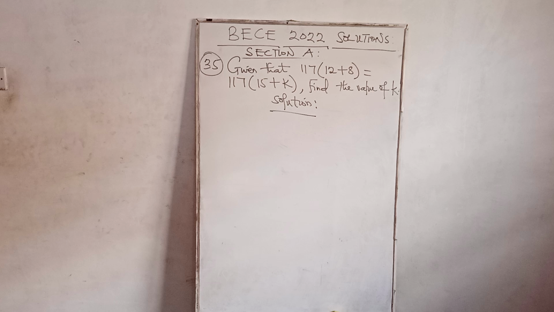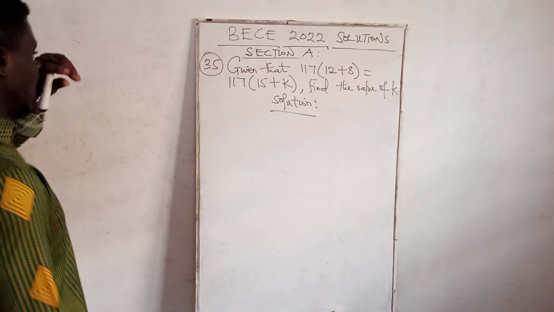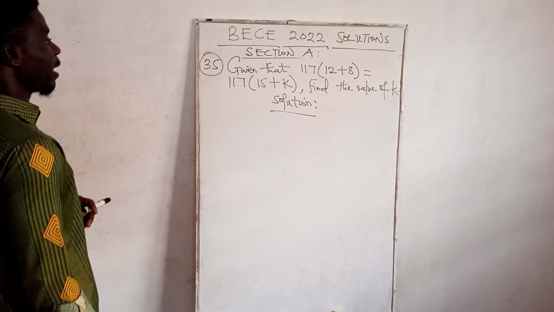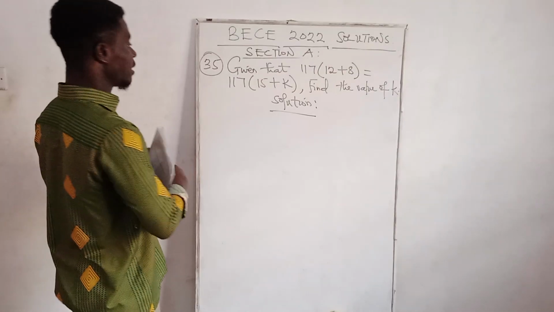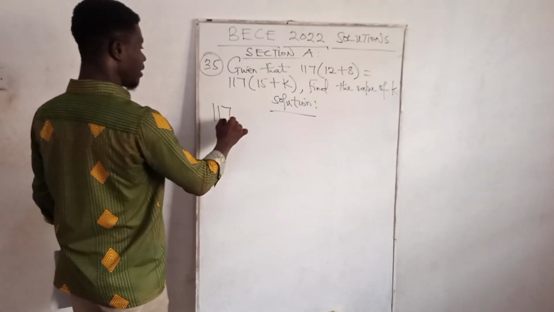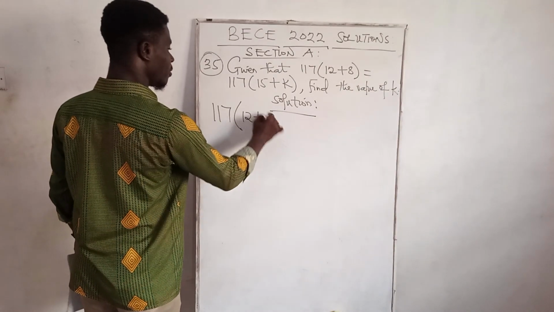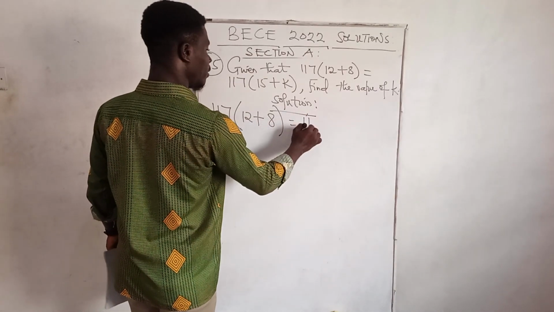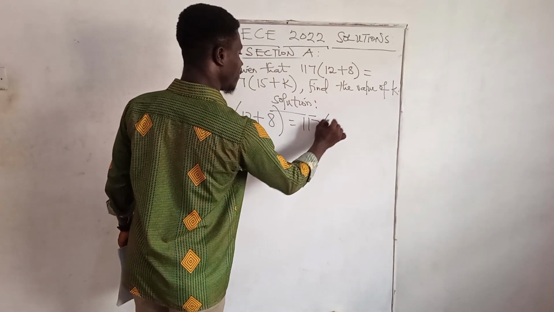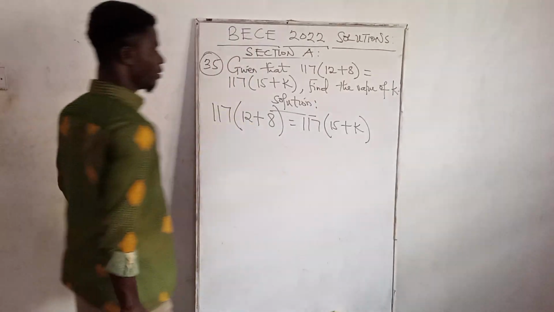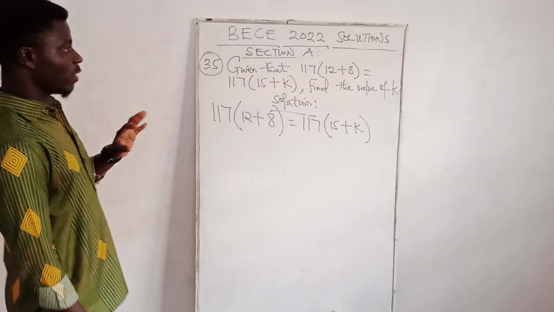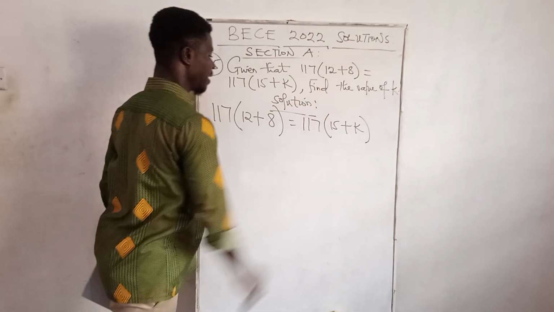So now that's our last question. Given that 117 multiplying 12 plus 8 must be equal to 117 multiplying 15 plus k. So let's rewrite that: 117 times 15 plus k. They said we should find the value of k. What number is k?